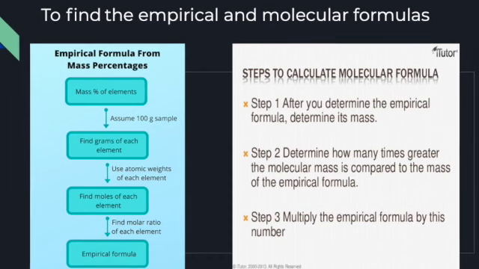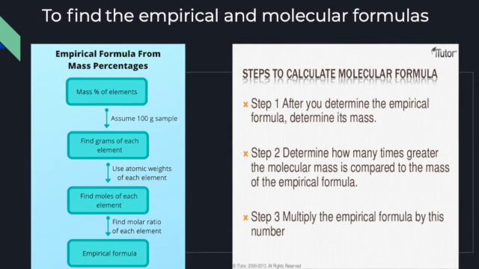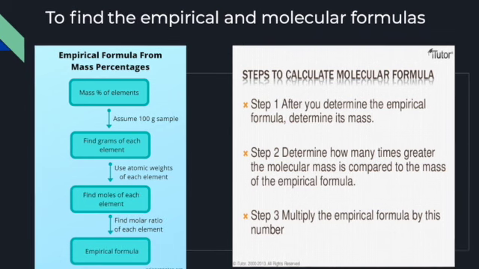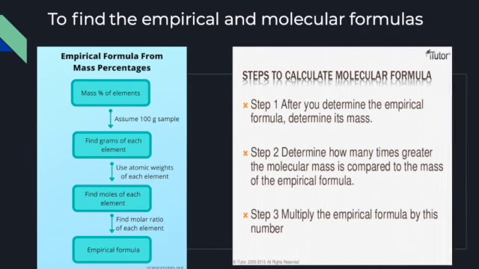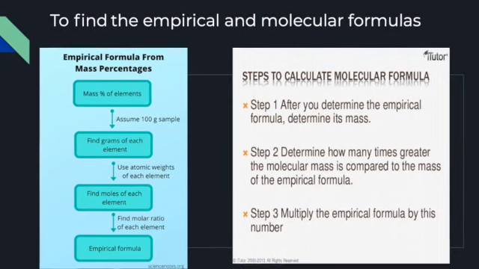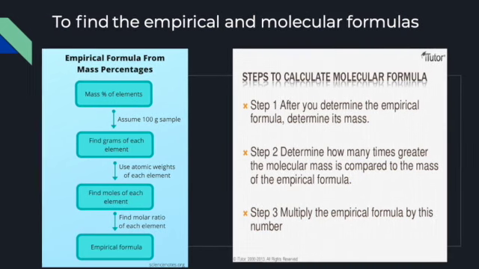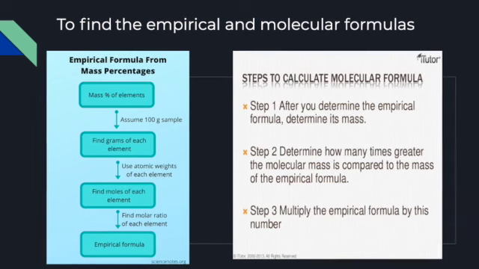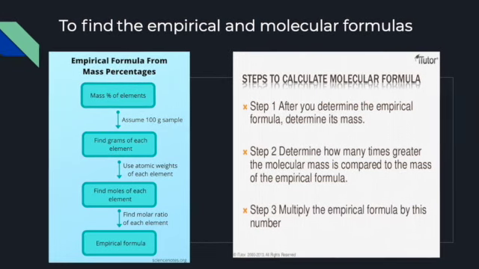So the tricks for finding the empirical and molecular formula are here in front of us. For the empirical formula, we're going to use the mass percent of the elements. We're going to assume a 100-gram sample, and we're going to find the grams of each element using the atomic weights of each element. We're going to find the moles of each element, and then we're going to find the molar ratio of each element to form the empirical formula.